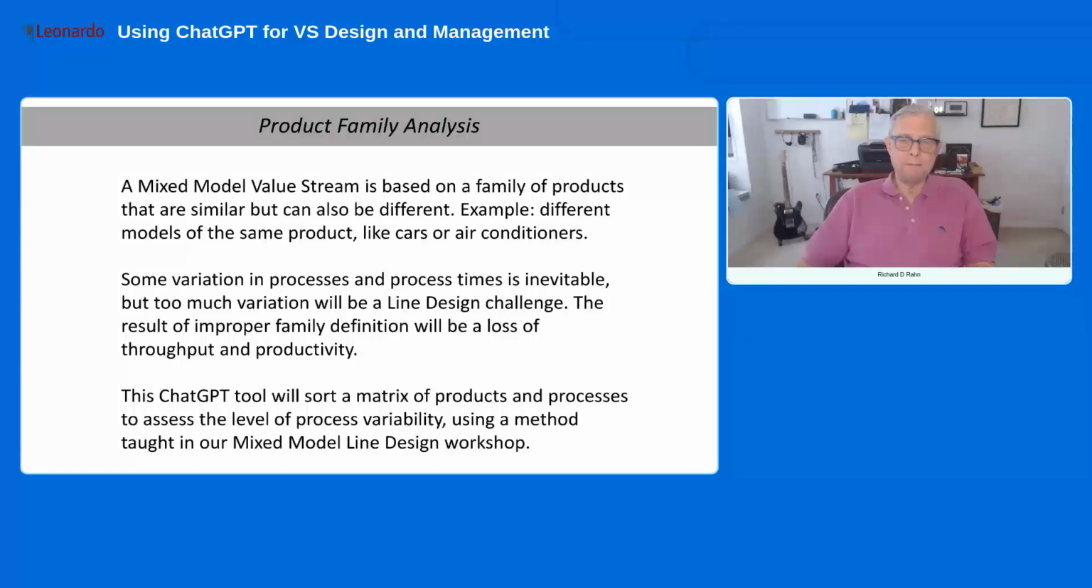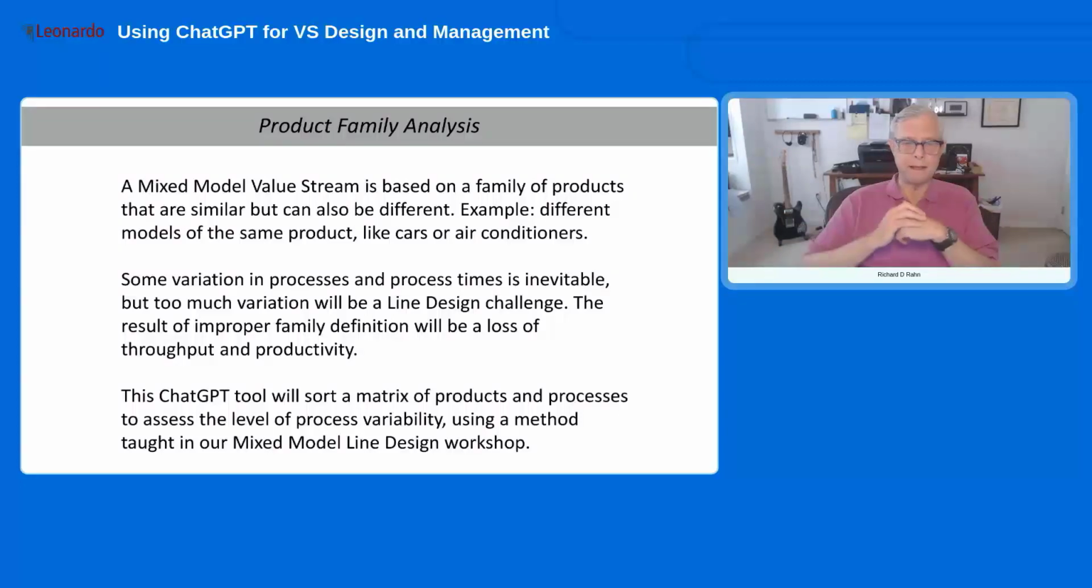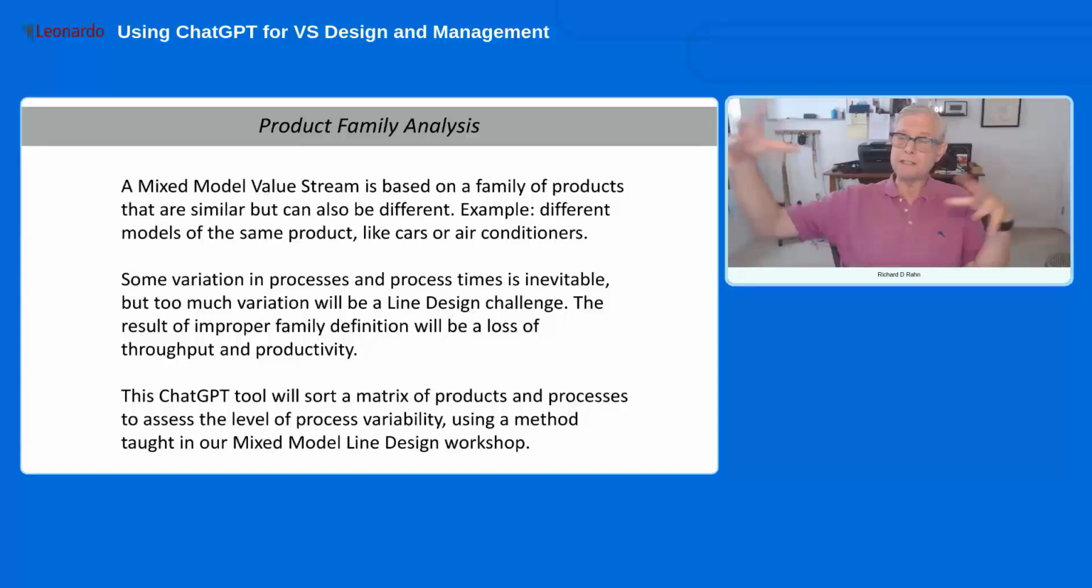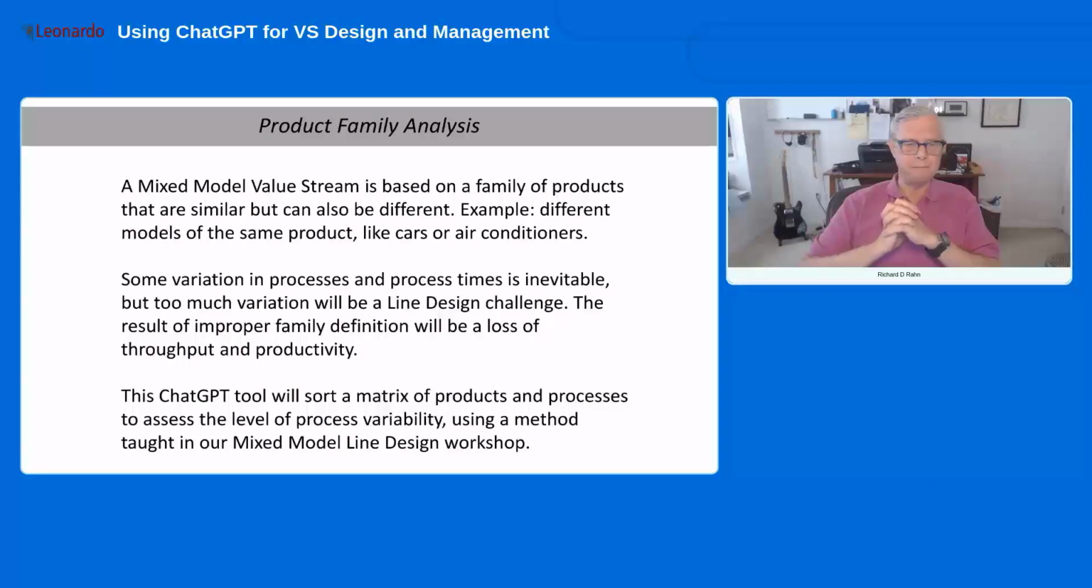A simple example would be cars. You have different options on the cars. You may have different models on the same line as well. I think Toyota in Georgetown builds the Camry and the RAV4 and maybe some other models, Corolla, I'm not sure, on the same assembly line. Or air conditioners. I had a lot of experience in that industry, where you have a lot of different models, different capacity sizes, but it basically goes down the same line.